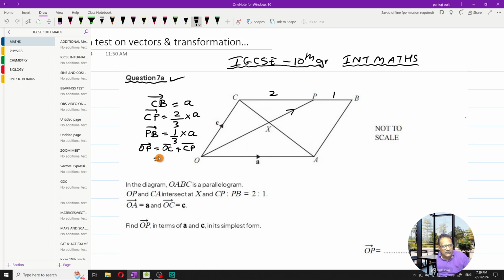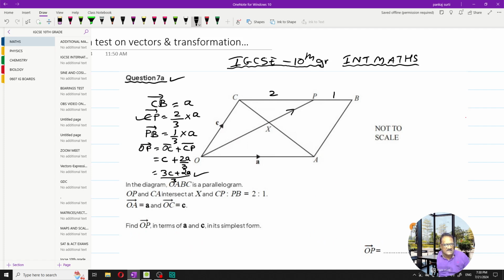So OP is equal to OC plus CP, and OC is given to us as C, that is the position vector of C, and this CP is nothing but what we have just found out over here. It is 2A by 3. Now this, if you work out, will be (3C plus 2A) upon 3. So this is the answer for OP in terms of A and C.